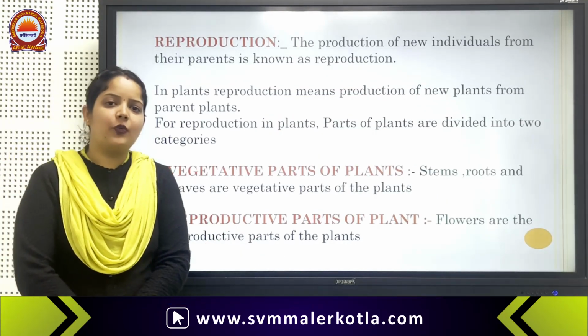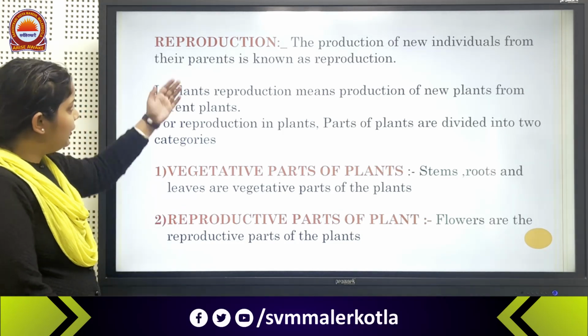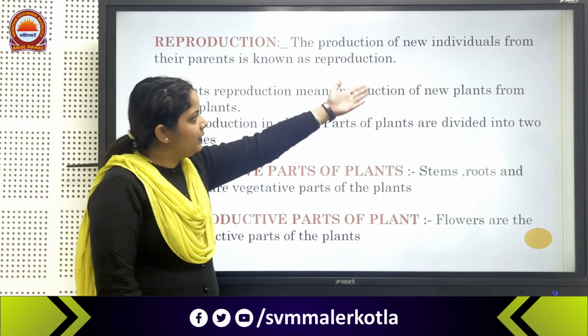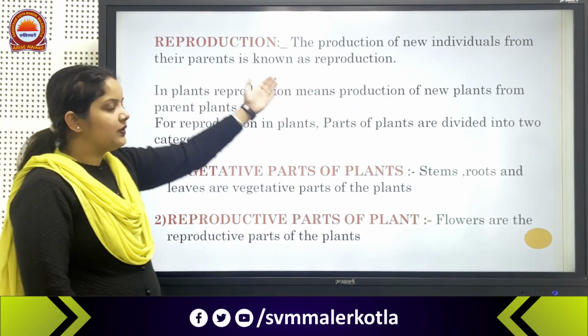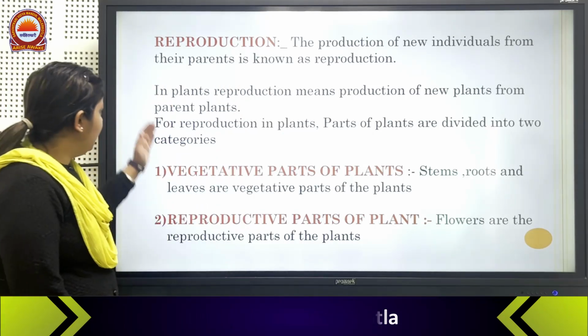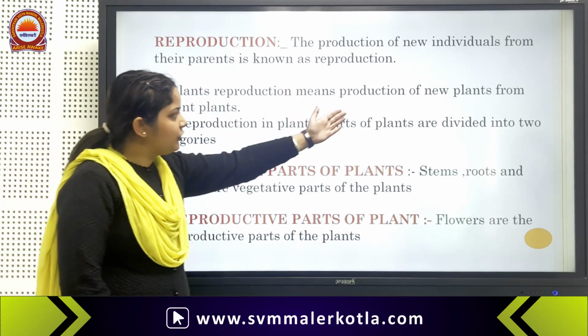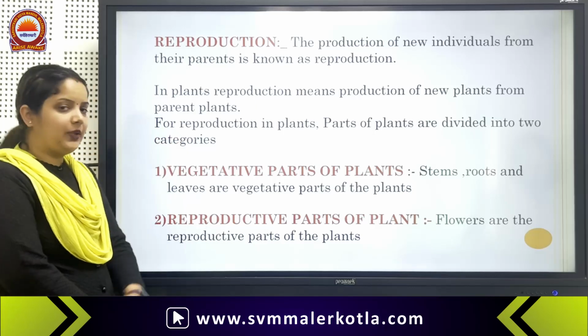First of all, you should know what is reproduction. The production of new individuals from their parents is known as reproduction. In plants, reproduction means production of new plants from parent plants.